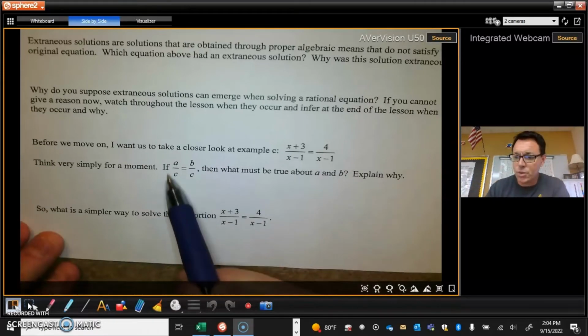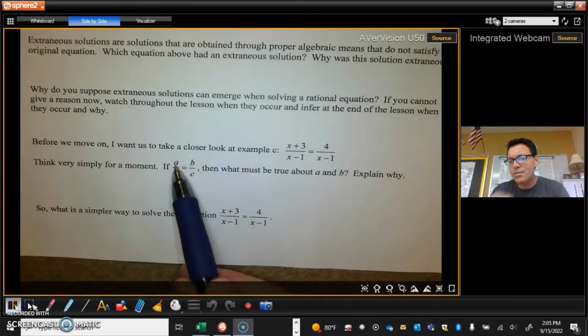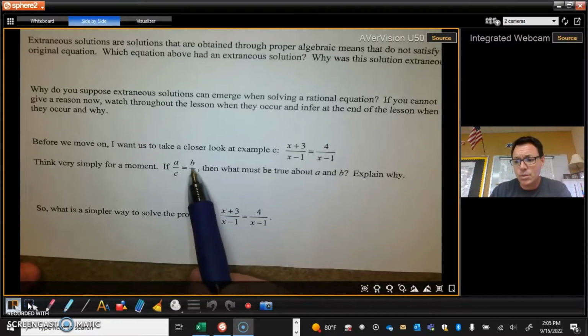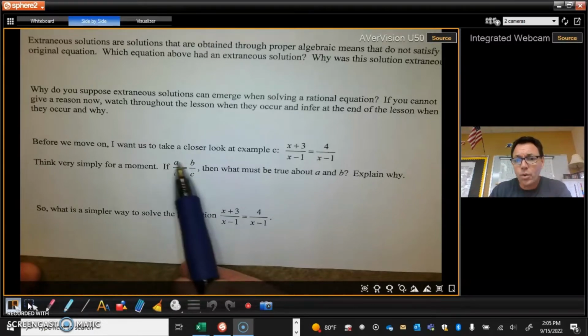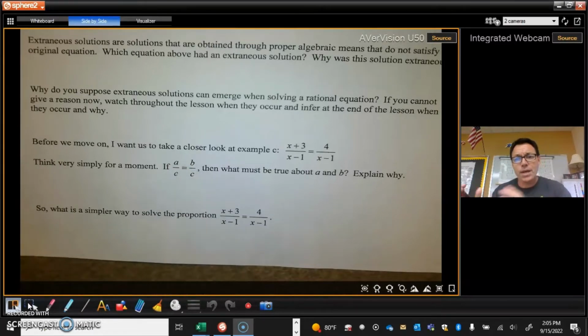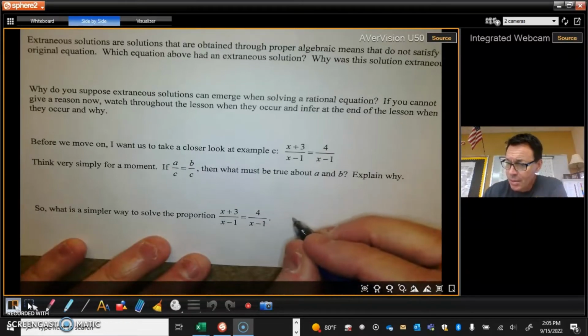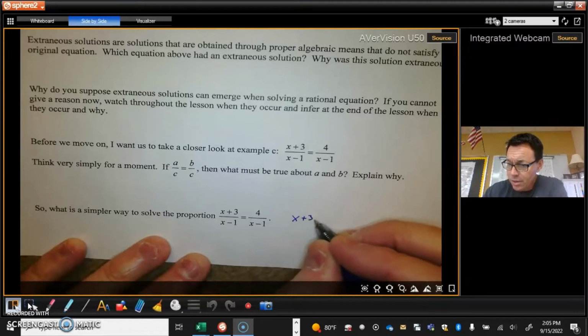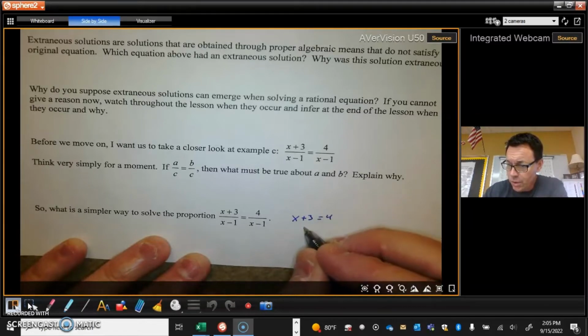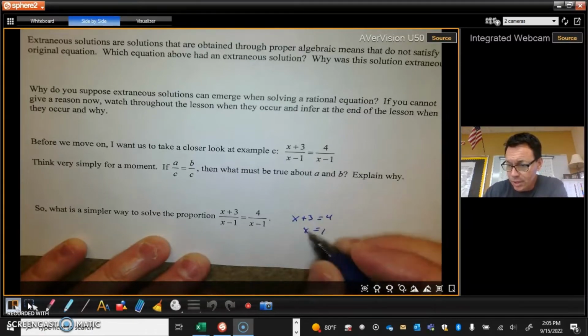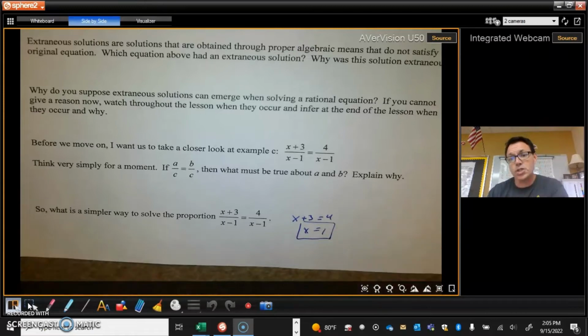So this is the situation you have. If you have A over C, and that's equal to B over C, the only way that can be true is if A and B are equal to each other. So we could have solved this problem by simply saying, oh, let's solve x plus 3 equals 4. We would still get x equals 1. Now, that still would have been an extraneous solution that doesn't really solve our equation, but it would have been a faster way of finding it.